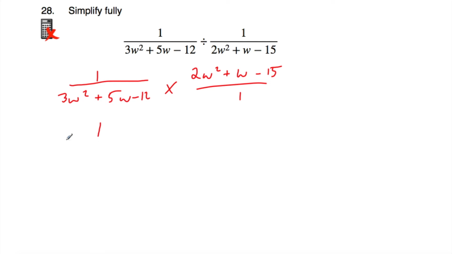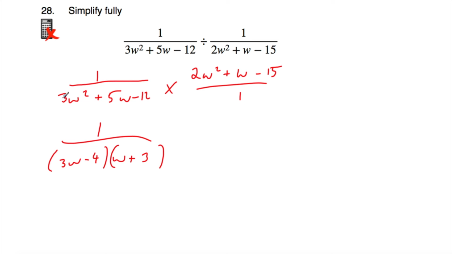So let's do that. So we'd have 1 over, and then if we factorize this we would get 3w and then a w, and then inside the brackets we're looking for two numbers that will multiply together to be minus 12, and whenever we put them inside the brackets and expand we get 5w. So I'm thinking 4 and 3, and I'm thinking if we put a 3 there, 3w times 3 would be 9w, so plus, and then if we put a minus 4 there, let's just see if that works.